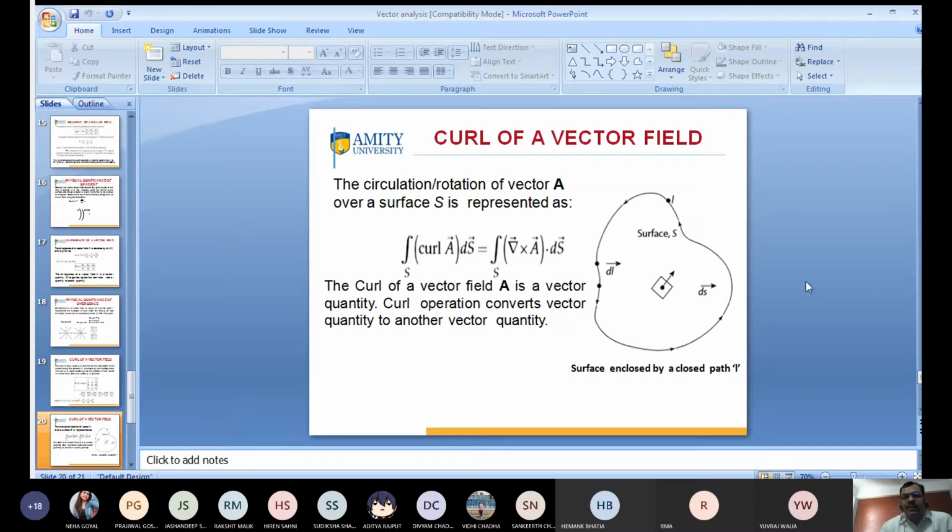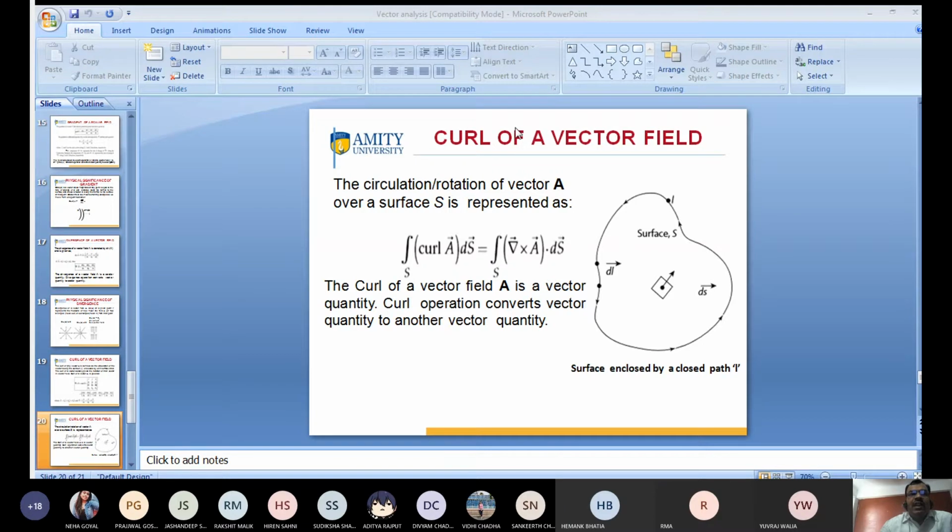So how can I represent its field? Suppose this is surface S, and this whole boundary is L. L is the length of the boundary. So I have taken a small length dl, and a small surface ds.